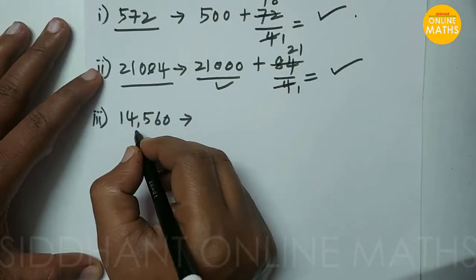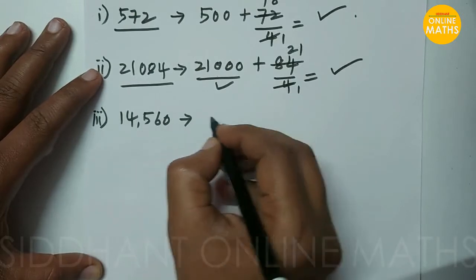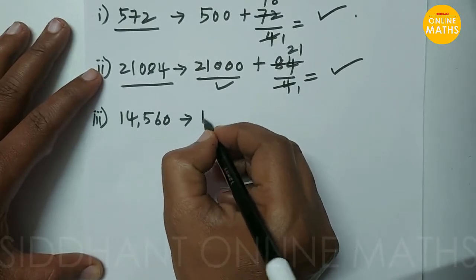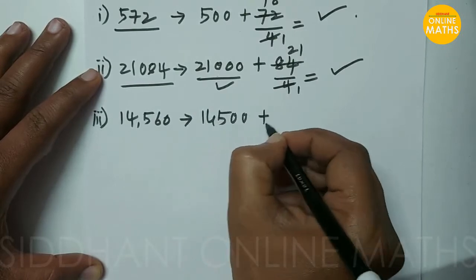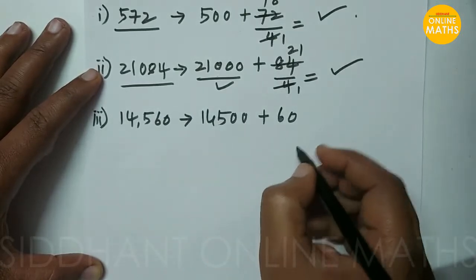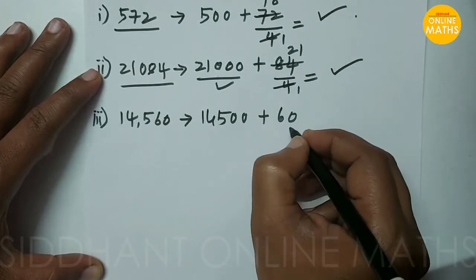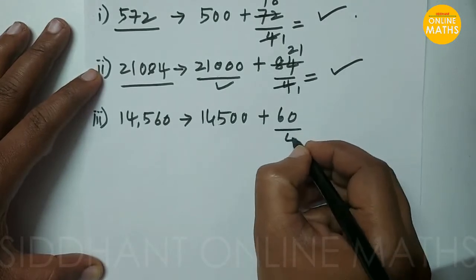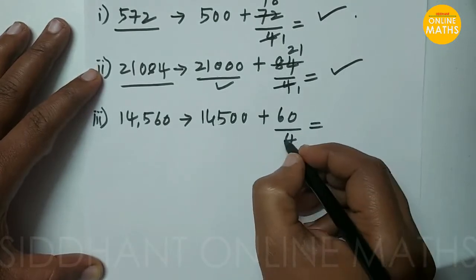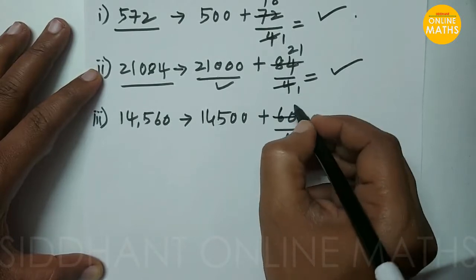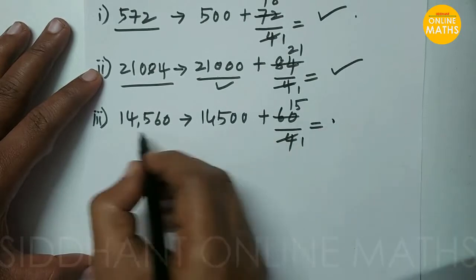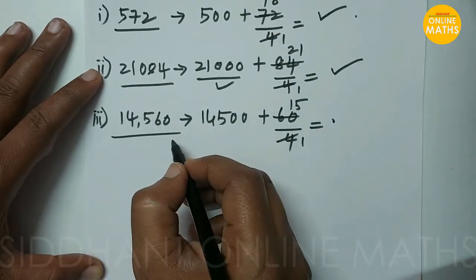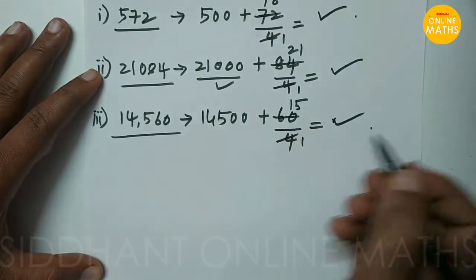Next, 14560. So this can be written as 14500 plus 60, and we are going to check whether the last two digit number is divisible by 4. So 4 1s are 4, 4 15s are 60. So we can say that this 14560 is divisible by 4.